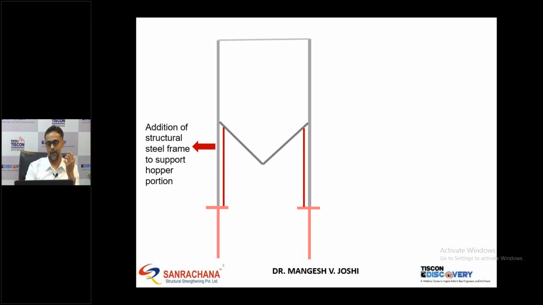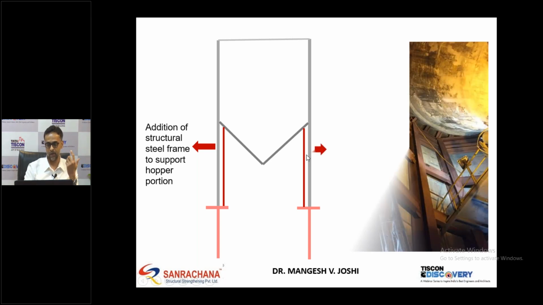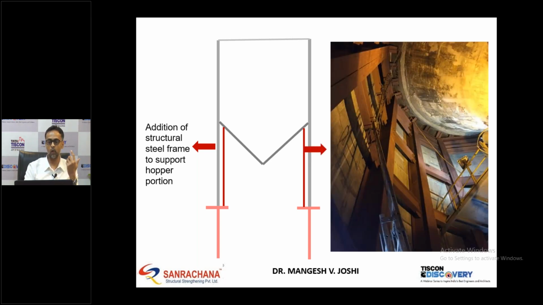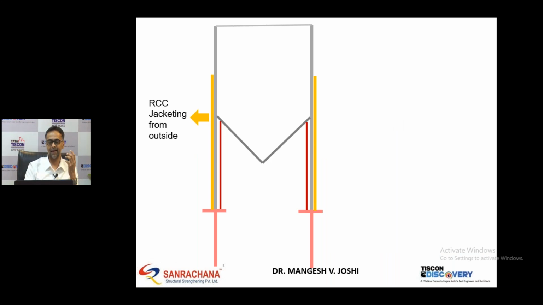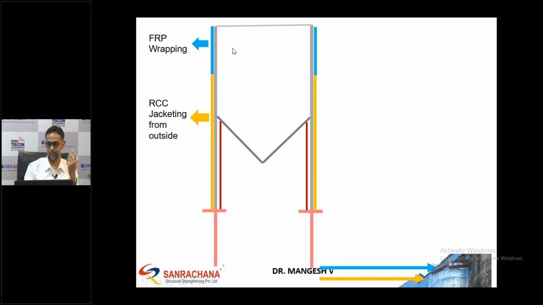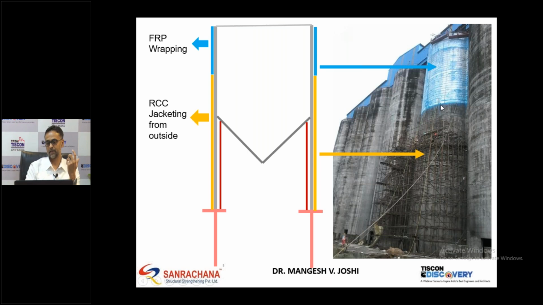Because entire bar were buckled, we cannot rely on the existing steel. So we introduced steel frame internally like this. So this entire hopper load was relieved by using this type of steel frame. So this steel frame really helped in relieving the load of the hopper. Then externally, again, it was jacketed with RCC, and at top we did fiber wrapping. It's like this. Up to this we did RCC jacketing, and at top we did fiber wrapping.